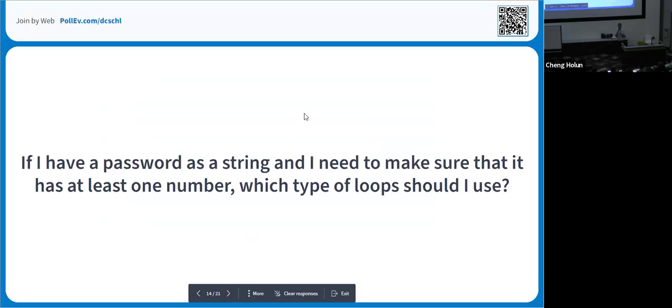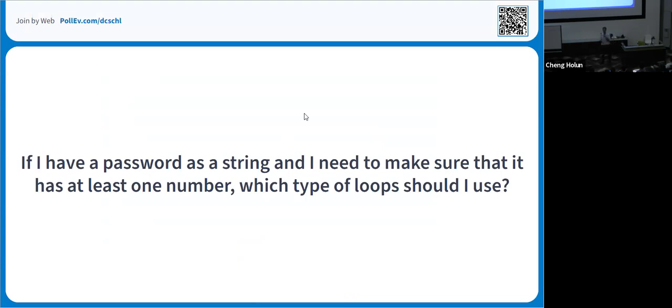Okay, now a lot of times when you enter a password, you need to follow all these complicated rules, right? Your password must be more than 12 characters. You must have one pound sign, whatever. Okay, but let me make it simple. If you have a string, I want to make sure at least one of the characters is a number. You know, your password must include at least one number. Which types of loops should I use?